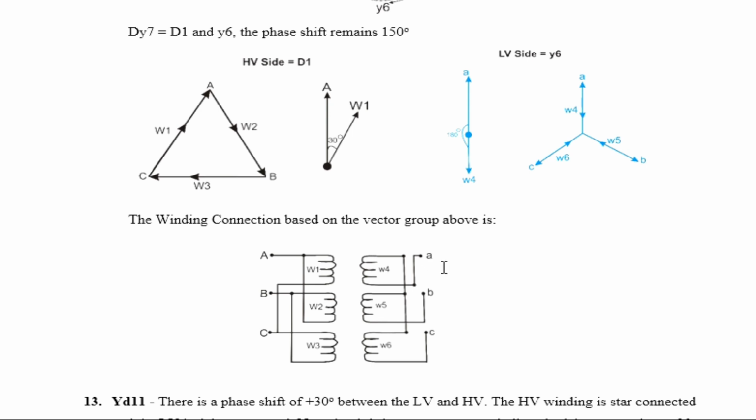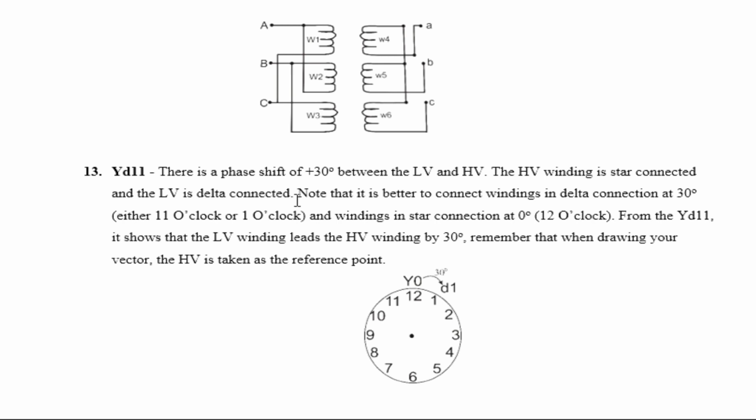So number 13, which is very common on all our transformers, is YD11. Whenever you see YD11 on your transformer, it's very, very common for a step-up transformer, or a transformer that is used for a step-up. It means that your high voltage winding is star, your low voltage winding is delta, and it is on 11 o'clock, which is 30 degrees apart.